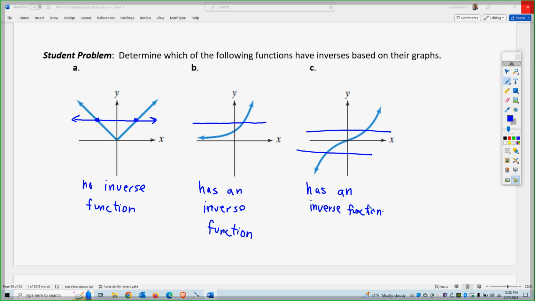Okay, so in the cases where it has no inverse function and doesn't pass the horizontal line test, you'll have to do domain restrictions to be able to make inverse functions, which is what you'll do in trigonometry and in the coming sections.